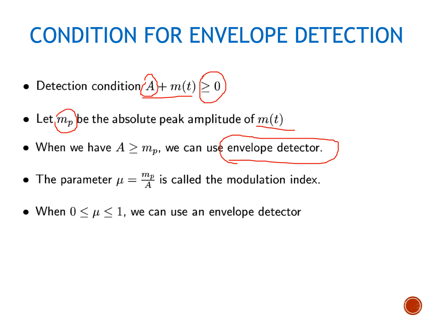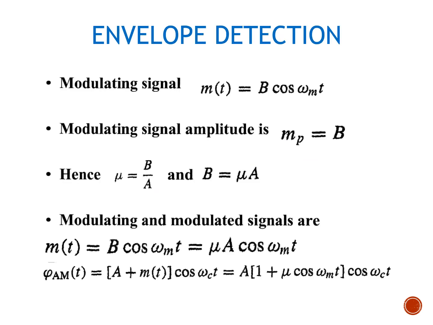From these two parameters, we get the modulation index, which is the ratio of Mp by A. This modulation index is always between 0 and 1, right? So if this is between 0 and 1, then we can perform envelope detection. So we don't need to perform the coherent or synchronous detection as we discussed previously. So what is envelope detection? We'll quickly look at it.